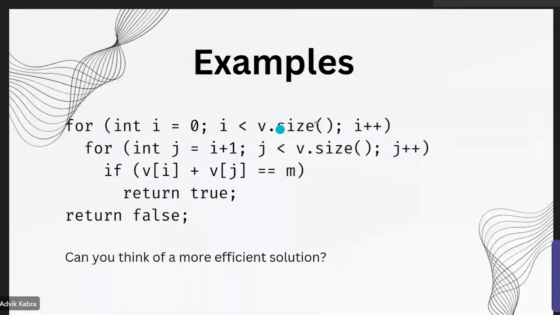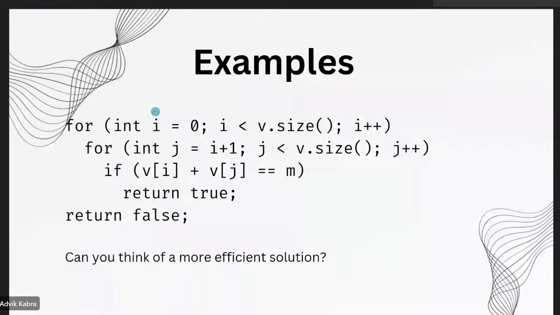So you set the first element. This first loop kind of sets the first element, from 0 till the size. Say now the first element is set. Now you'll check from the second till the last element and check if the sum adds up to m. Or else, next the first element is the second element, and you check the third to the last element.